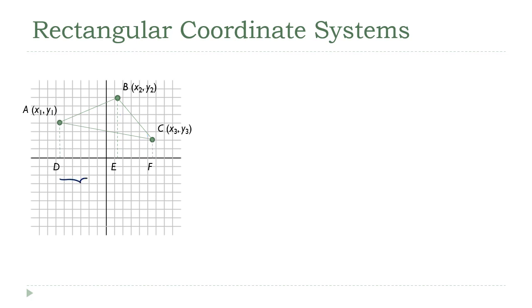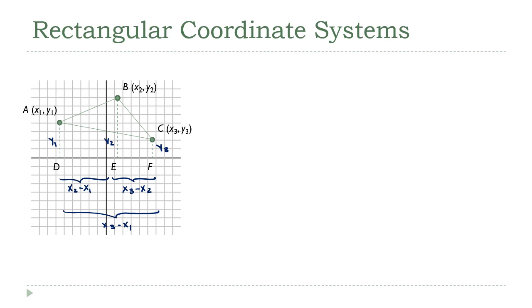This distance, the height of one of the trapezoids, is x2 minus x1. This other height, the height of the right-hand trapezoid, is x3 minus x2. And the height of this big one down here is x3 minus x1. And the bases are easy: y1, y2, y3.